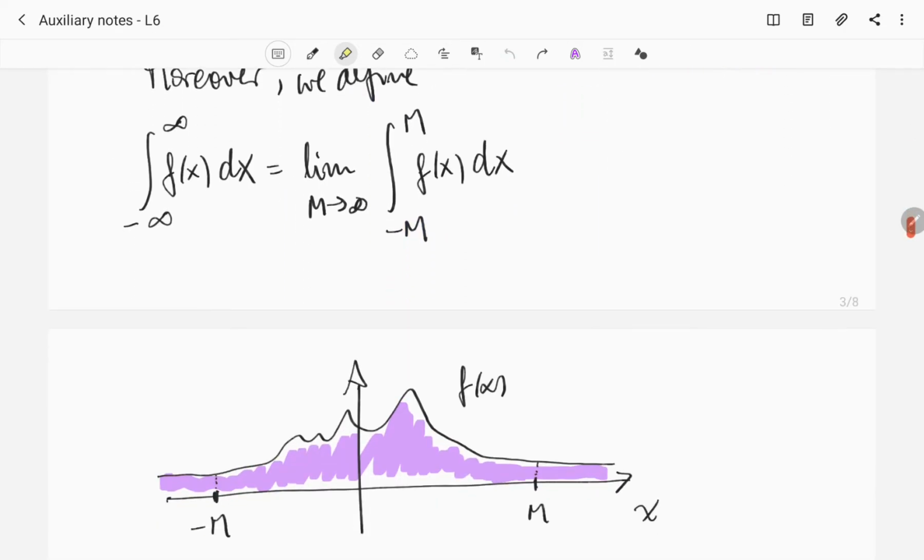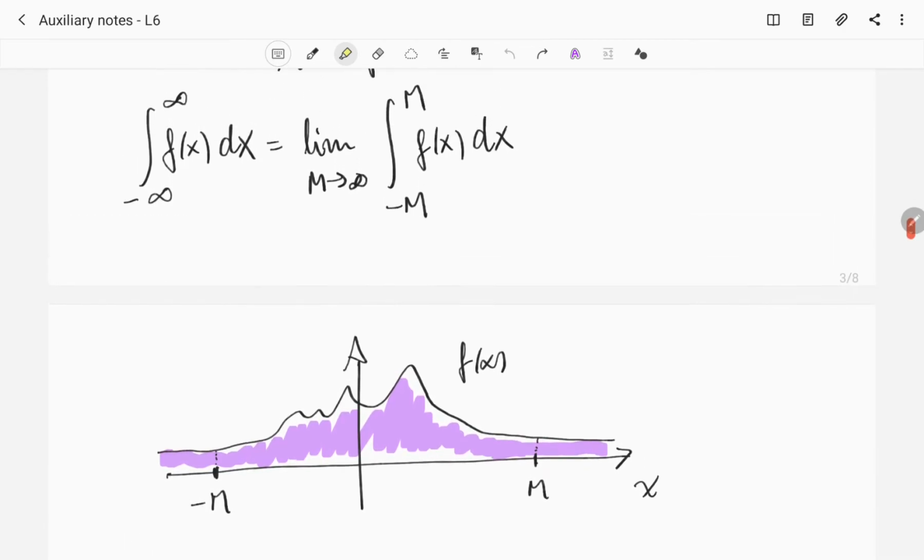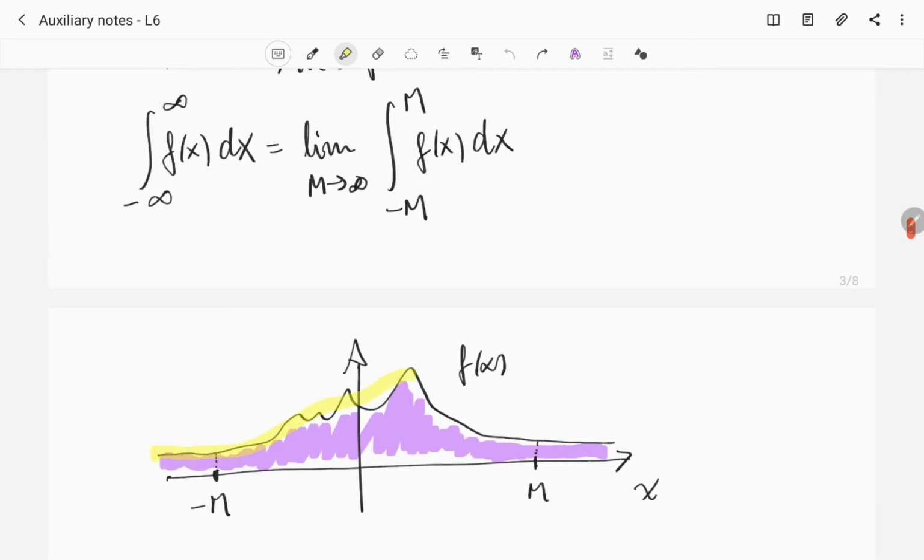Okay, so here we have a picture. So this is our f of x. Here we have a positive m and his friend here minus m. So we can compute this proper integral for every m. And then since we wonder what's going on in minus infinity and infinity, we just make this m go to infinity. Okay, so maybe some examples to fix ideas.